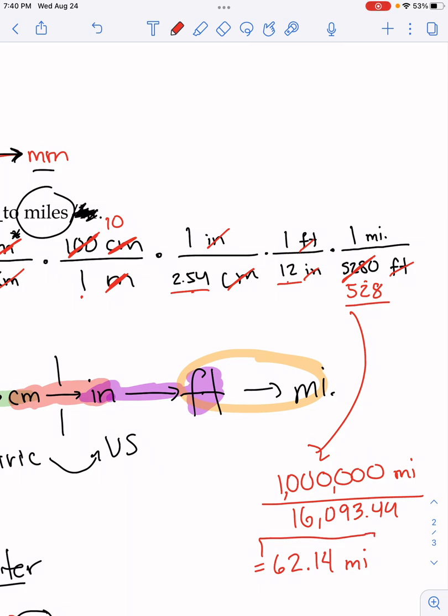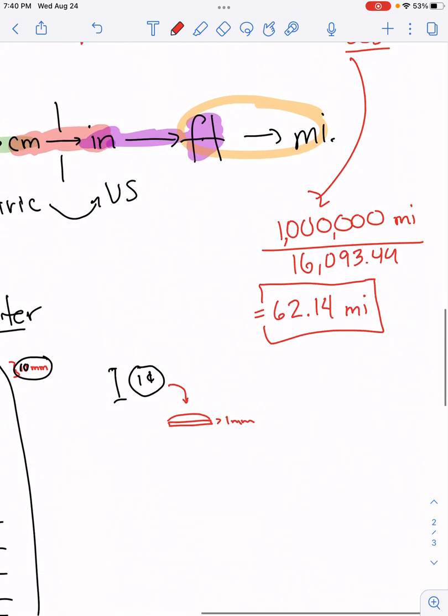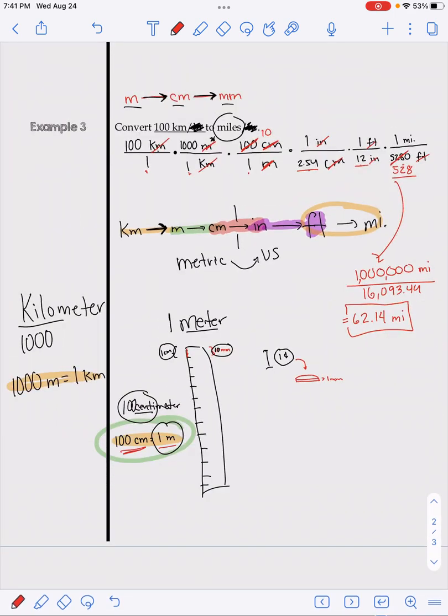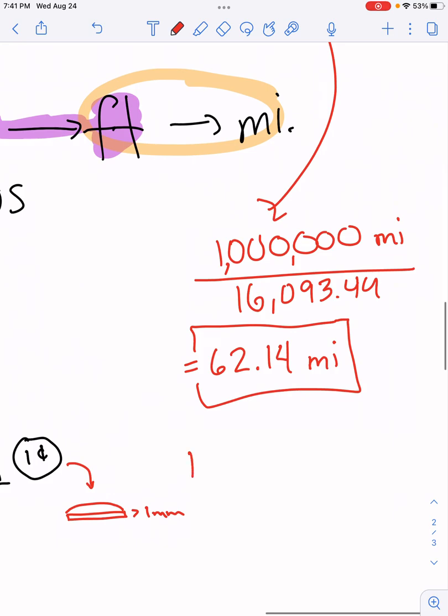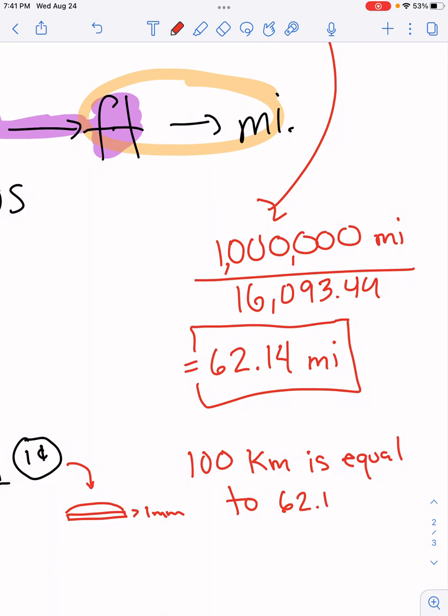Okay. So to end this, put some closure on this here. We're just going to say 100 kilometers is equal to 62 and 14 hundredths of a mile.